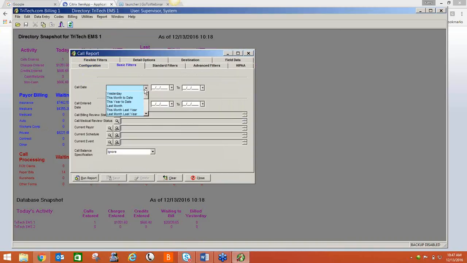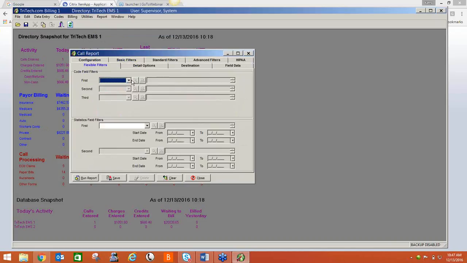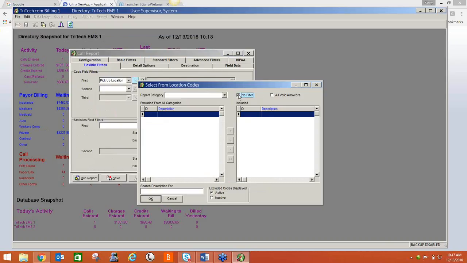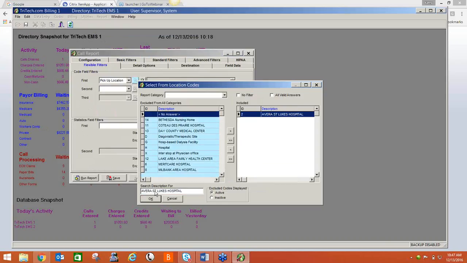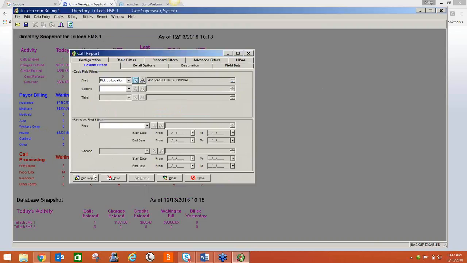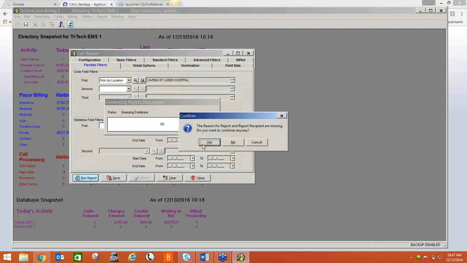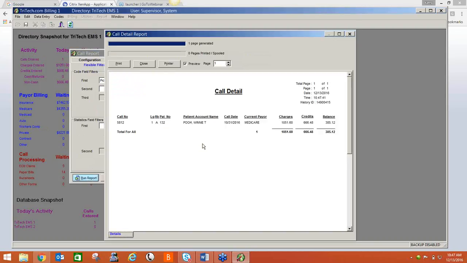So on my basic filters tab, I could put in then the year of 2016. On my flexible filters tab, I could choose my pickup location. And we saw that it was the Avera St. Luke's Hospital that we picked up at. And I can run that report to find out how many were picked up there. And we did have the one call that was picked up at that hospital.